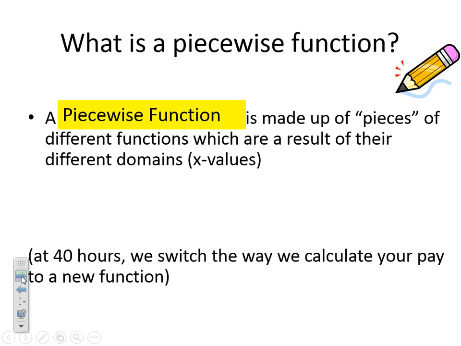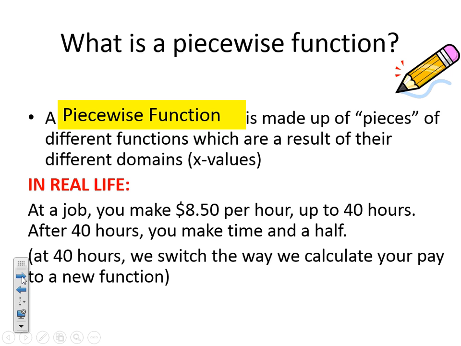Now here's a little real life question. If we were thinking about piecewise functions in real life and how they pertain to us. At a job, you make $8.50 per hour up to 40 hours. After 40 hours, you make time and a half. At 40 hours, we switch the way we calculate our pay into a new function.